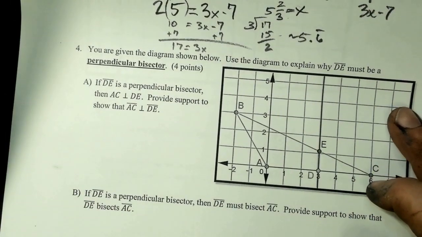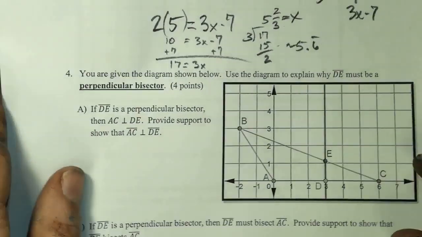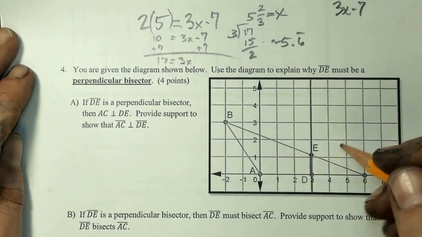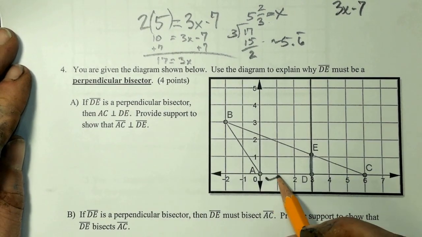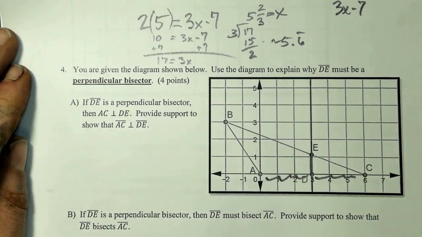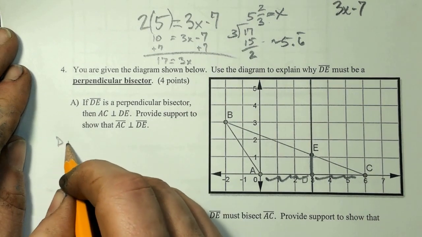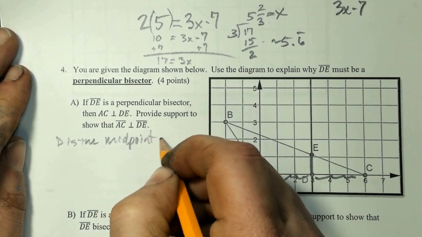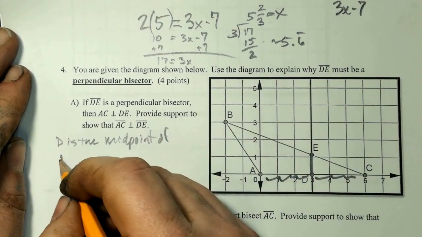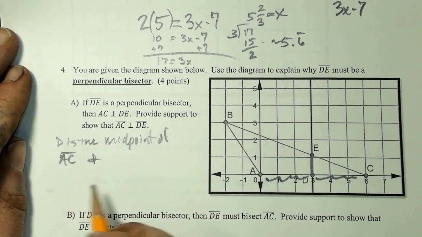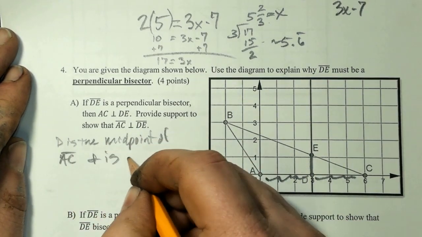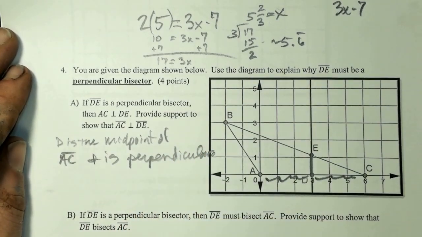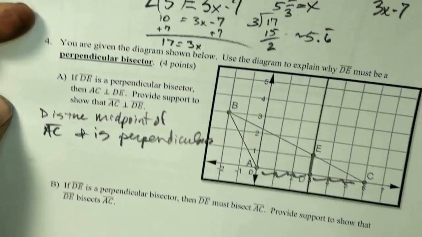You're given the diagram below. Explain why DE must be a perpendicular bisector. DE must be a perpendicular bisector because, 1, 2, 3. So it is, D is the midpoint of AC and is perpendicular. It may seem obvious, but you just need to be able to do something that mathematically proves your point.